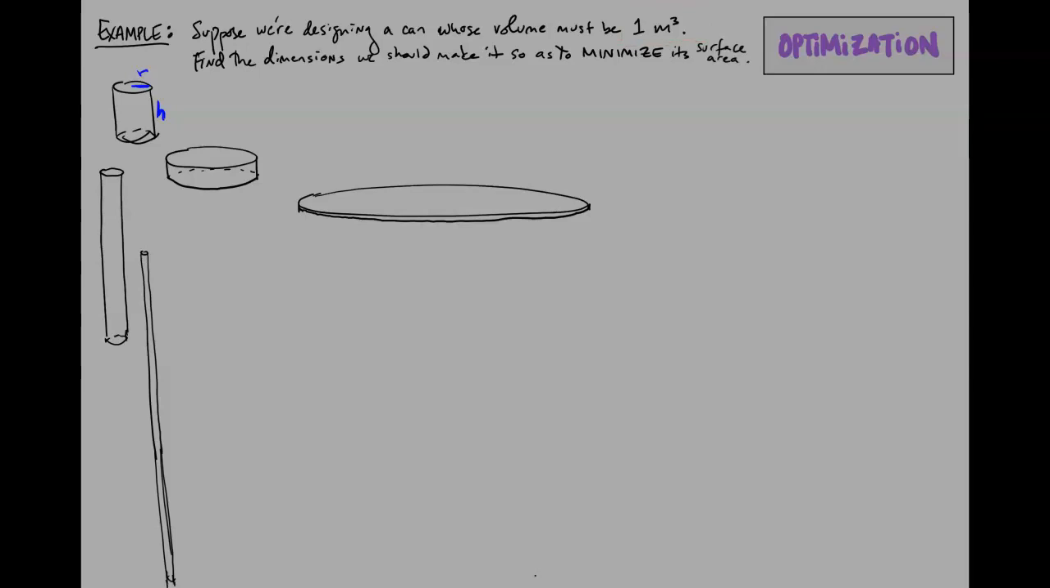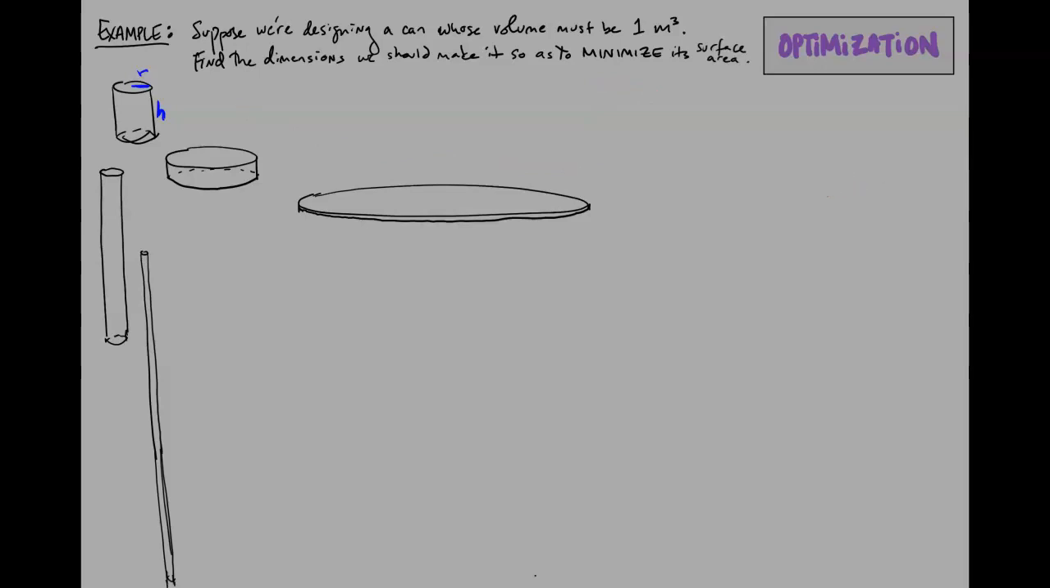And our job in this problem is to find the dimensions of the can that will minimize its surface area. So even though all of these cans have the same volume of 1 cubic meter, they can have wildly different surface areas. And in fact, one thing you can see right away by thinking about this tendency is that it's a good thing we were asked to minimize surface area rather than maximize it, because there is no maximum surface area.